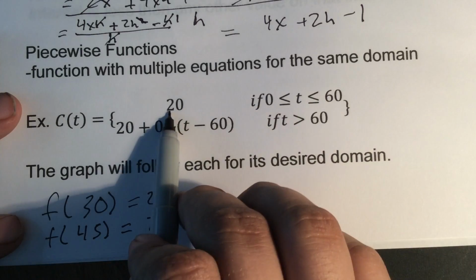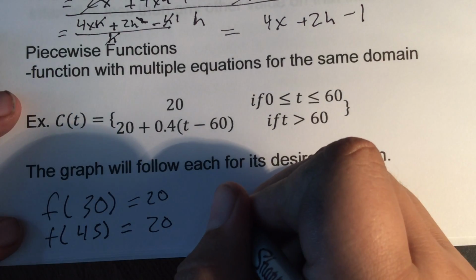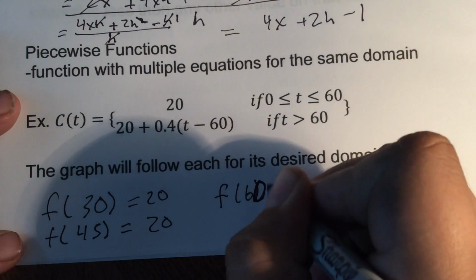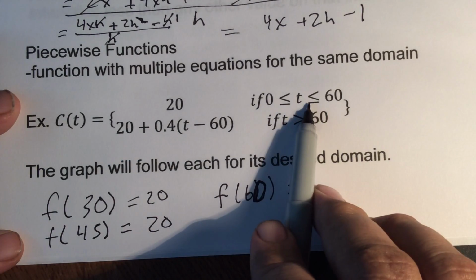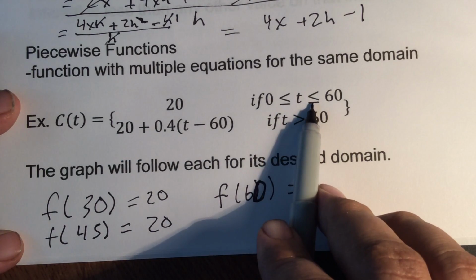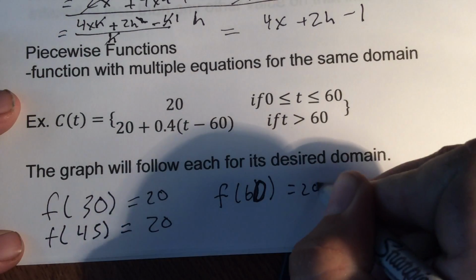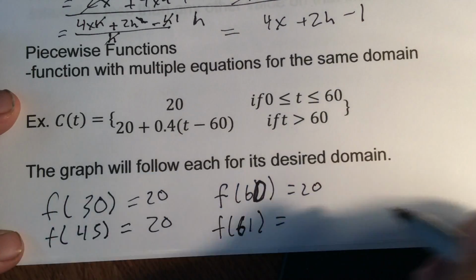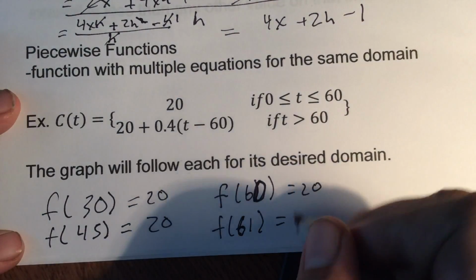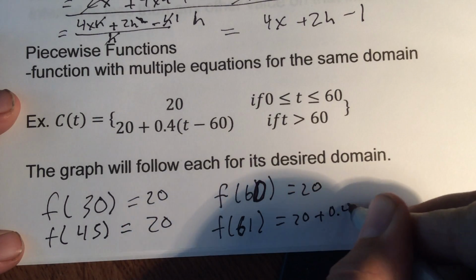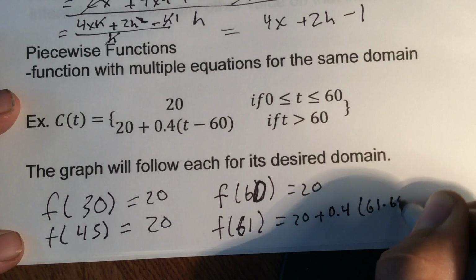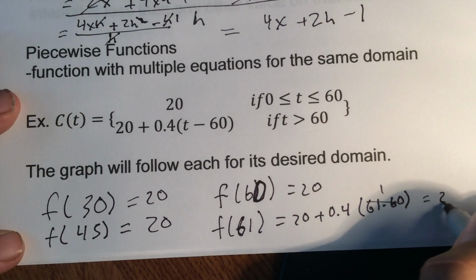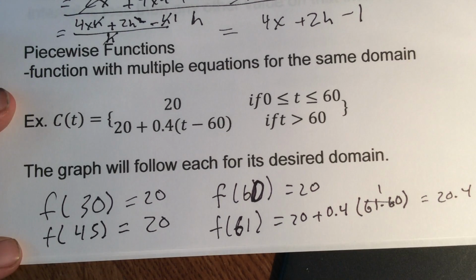Because again, it fits in here, so you get 20. Now, once I hit f of 60, well, 60 still is in this because it's an equal, so it would be in this top one, and we would get 20. But as soon as I go to f of 61, now I have to put it into this equation, and I would do 20 plus 0.4 times (61 minus 60), which would be 1. So 1 times 0.4, and we would get 20.4 for an answer.